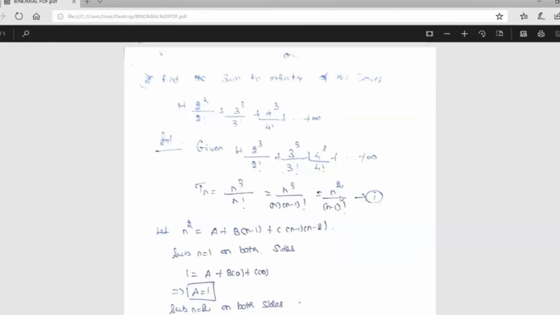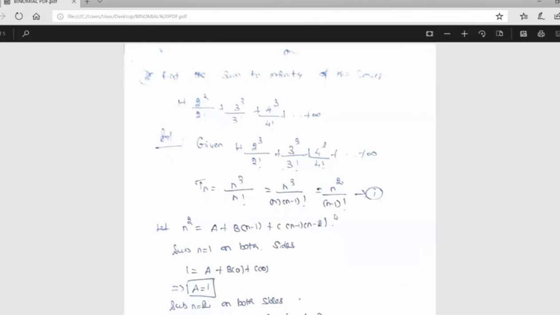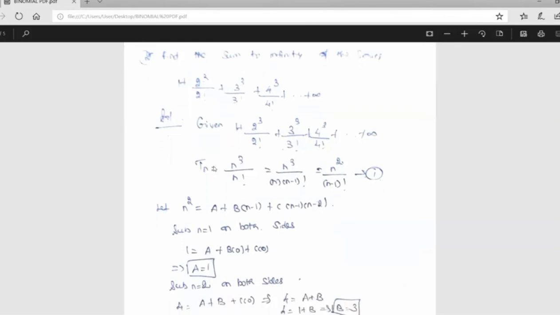Already we know that if you take n outside, the remaining will be n minus 1 factorial, and one n and n cube will get cancelled, so you will get the numerator as n square divided by n minus 1 factorial. So your Tn, the nth term of the given series, is nothing but this. You can keep it as equation number 1.